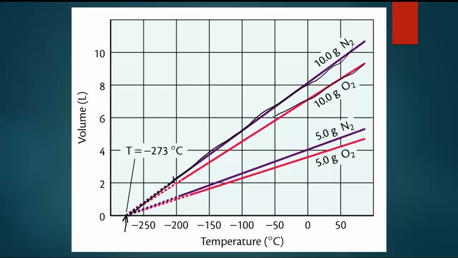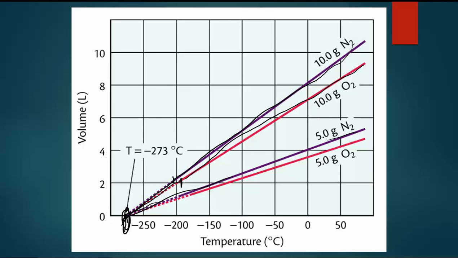Oxygen, cool it down to around minus 190, extrapolate onward, same point. If you change the mass of the things, extrapolate, where do all lines meet? At one point. That's what allowed them to define what absolute zero was.